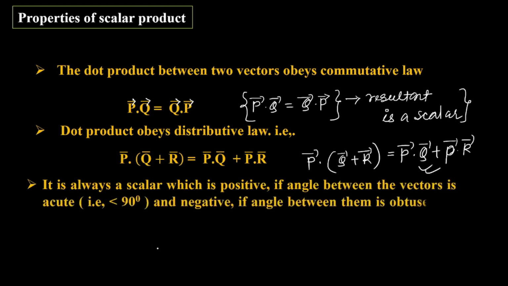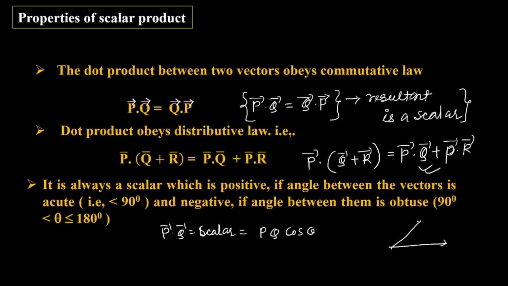Okay, now let me see. A scalar means, if you do P dot Q, what will you get? We are getting a scalar, and this scalar is nothing but P magnitude, Q magnitude, and cos of the angle between the two vectors, that is this one, P vector, Q vector, and the angle between them is theta.